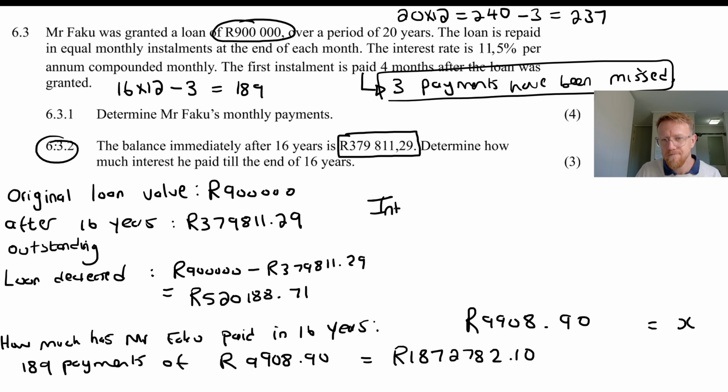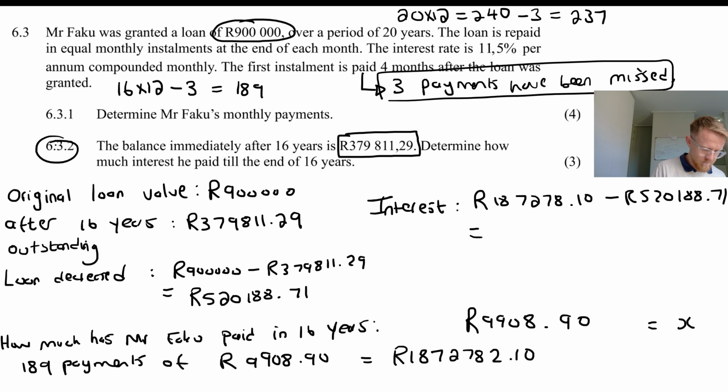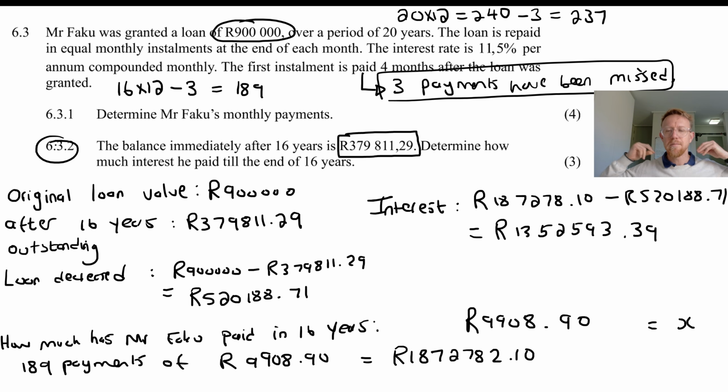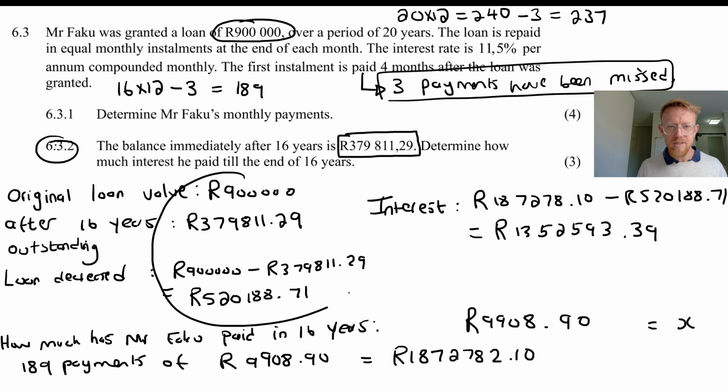So the interest is going to be the 187,278.10 minus the 520,188.71, and that'll give us 1,352,593.39. That is how much interest he has paid. That is almost like that money just disappeared. You can't see it in these numbers over here.